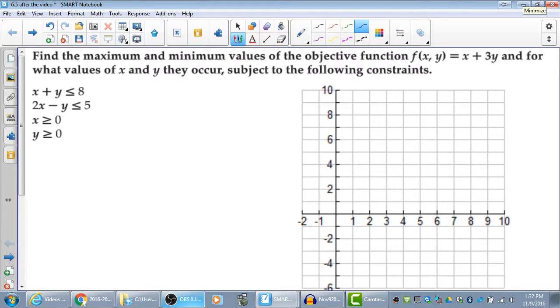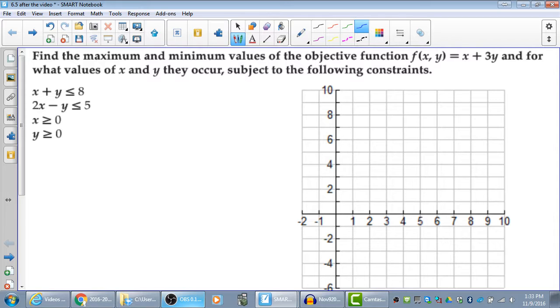All right, here we go. We define the maximum and minimum values of the objective function. There's your objective function. That's what we have to maximize and minimize by plugging in some points. And for what values of x and y they occur subject to the following constraints. We have these constraints on x and y.